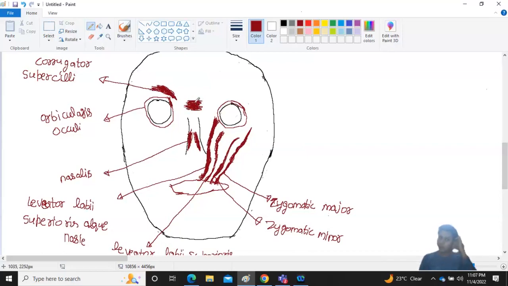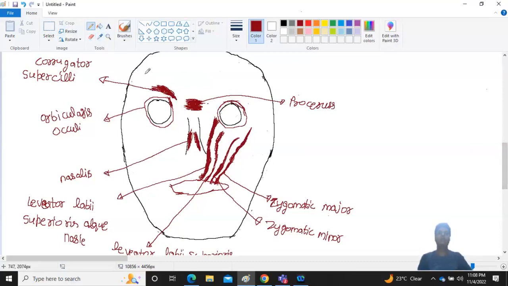The role of this muscle is transverse wrinkling on the nose, above the nose. This muscle is called procerus. Procerus is present on the glabellar region. Done.